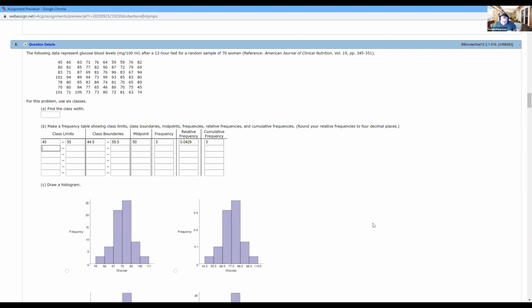Our interval size, our magic number was 11 now, wasn't it? Bin size was 11. So that makes this guy 56. And it makes this guy 66. And doesn't it make this guy 55.5? And it makes the other one 66.5. The midpoint is going to be 61. Oh, by the way, that was 11. We found that earlier.